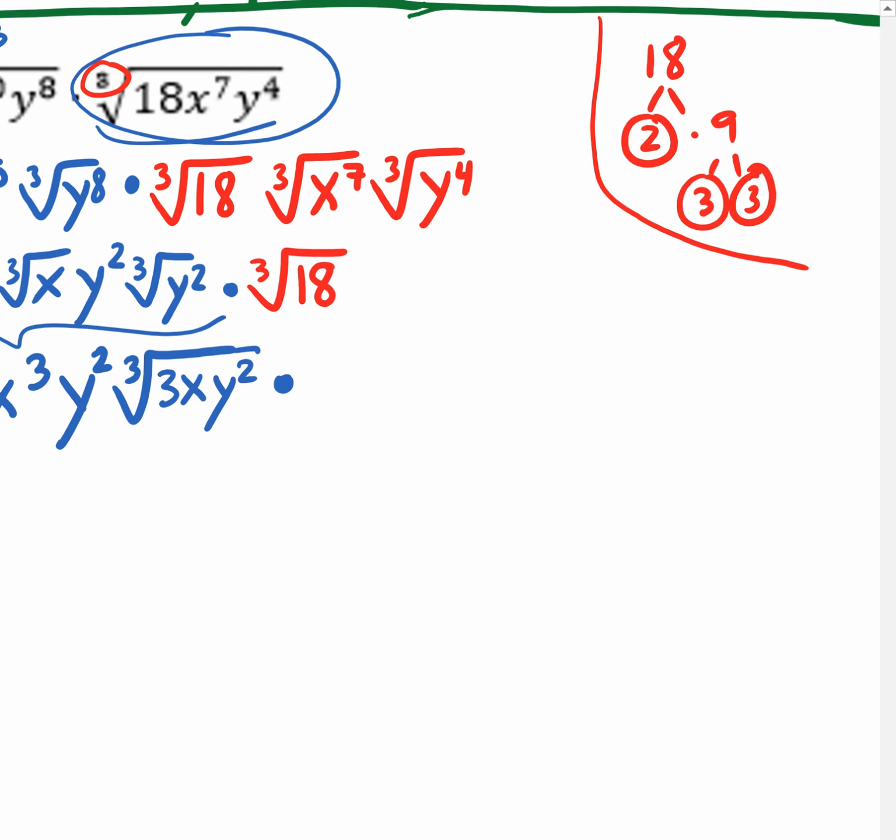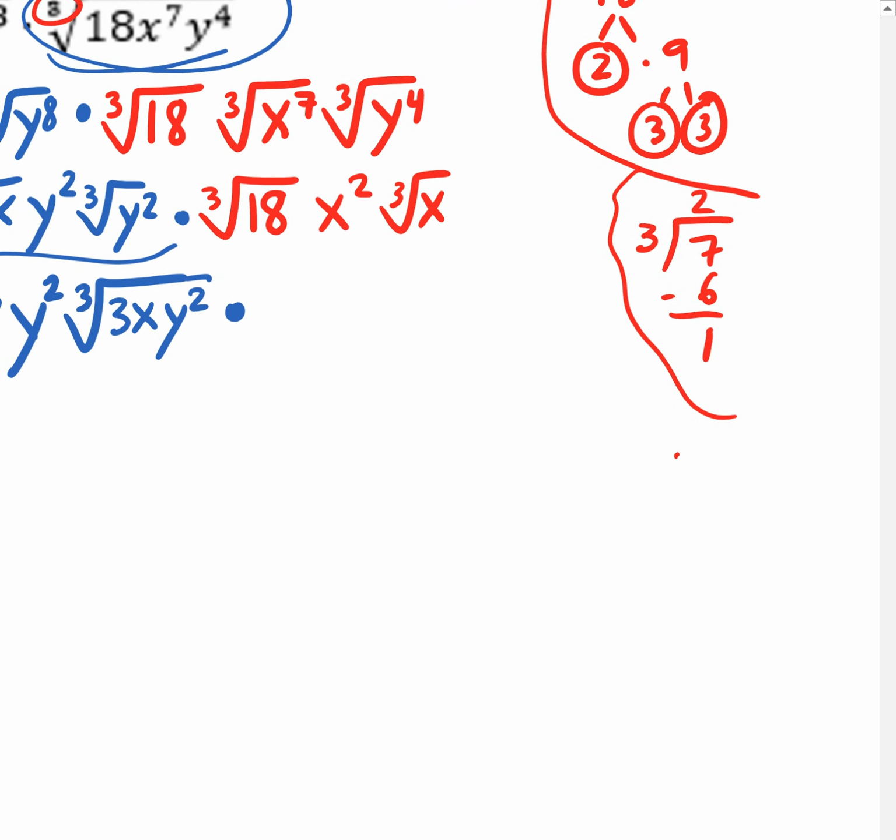So cube root of x to the 7th, I'm going to divide the index into the power. 3 into 7 goes in twice with 1 left over. That means that 2 x's get to escape, but 1 has to remain inside. As far as the y's go, I'm dividing the index 3 into the power of 4. 3 can go into 4 once, with 1 left over. That means 1 y got to escape, and 1 y has to remain inside.